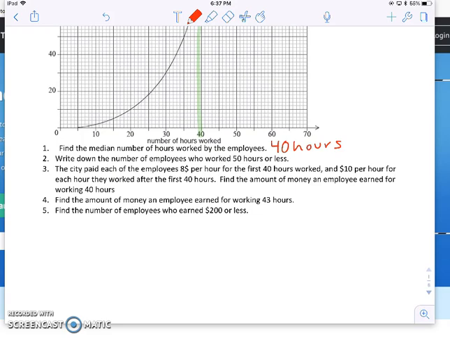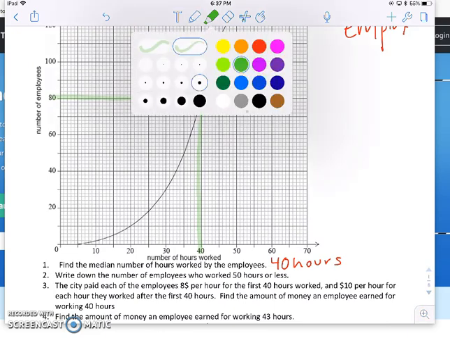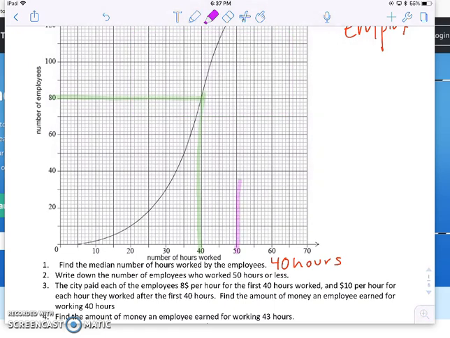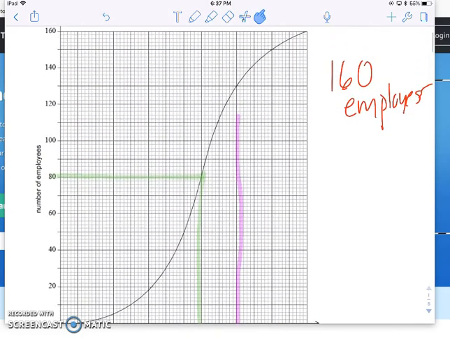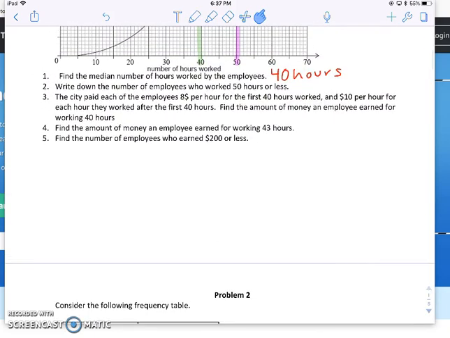Then we're asked to write down the number of employees who worked 50 hours or less. So on our graph here, let's take this 50. Let's see where it meets here. So it meets right here. It meets the graph. If we go over, how many employees is that? So 130 employees worked 50 hours or less.